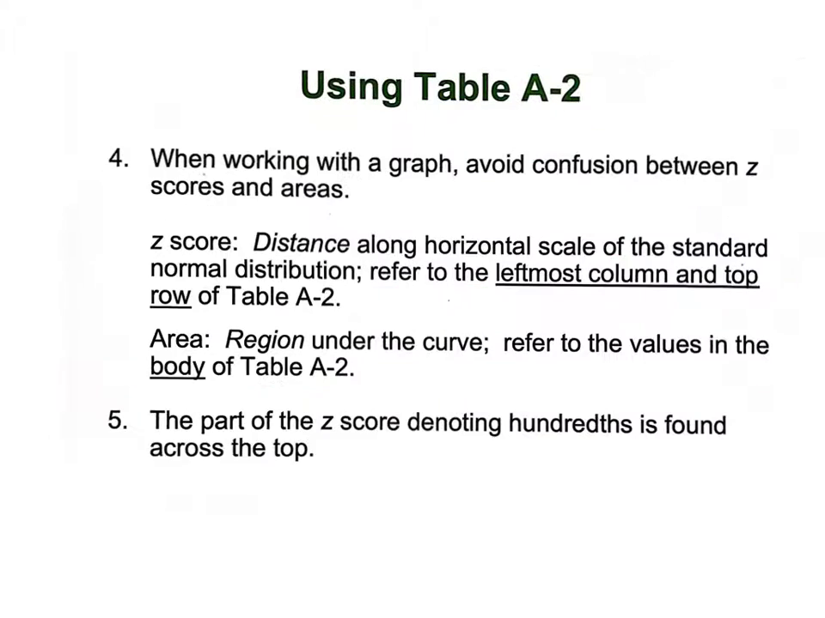It's a big deal. And when you work with a graph, don't confuse z-scores and areas. Z-scores represent standard deviation. It has nothing to do with how much area it is. Z-score is the distance along the horizontal scale. Area is the region under the curve, which tells you the probability. Number 5, the part of the z-score denoting hundredths is found across the top, which is what I showed you on the last slide.